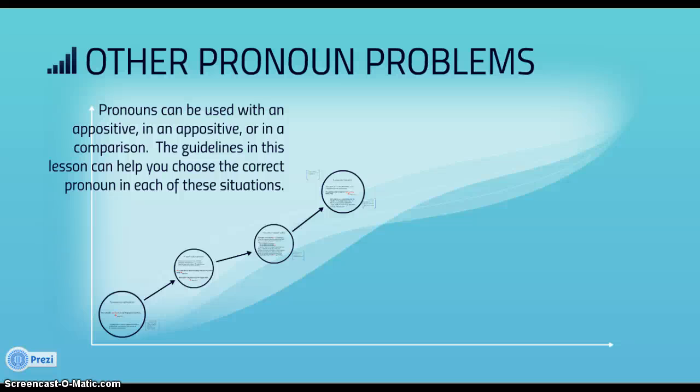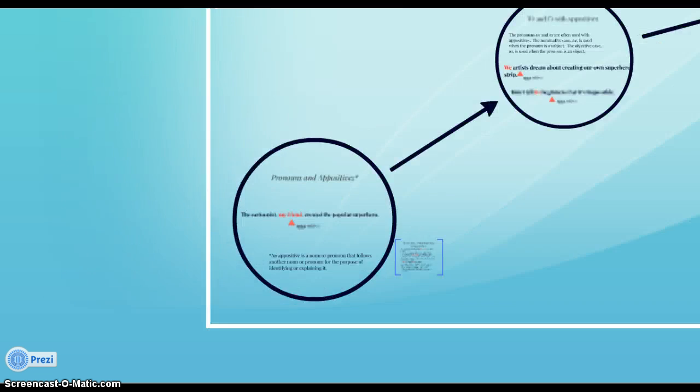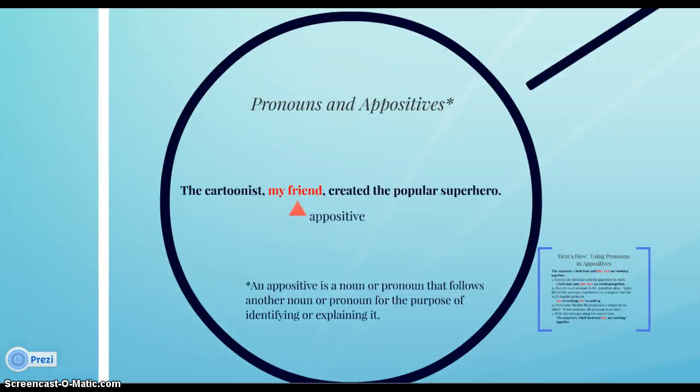I want to talk now about other problems with pronouns. Pronouns can be used with an appositive, in an appositive, or in a comparison. And I'm hoping that the guidelines in this lesson can help you choose the correct pronoun in each one of these situations. We're going to start with pronouns and appositives. Now look at my little note at the bottom.